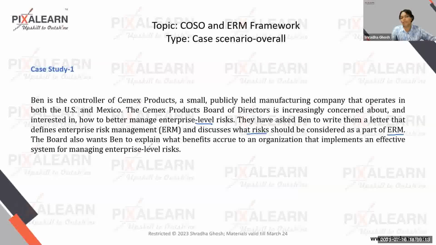The board also wants Ben to explain what benefits accrue to an organization that implements an effective system of managing enterprise level risks. First question. If I want you to coherently tell me the ask of the question, what are the key points? Mention 1, 2, 3, and then write. Coherently, what are the asks of the question?